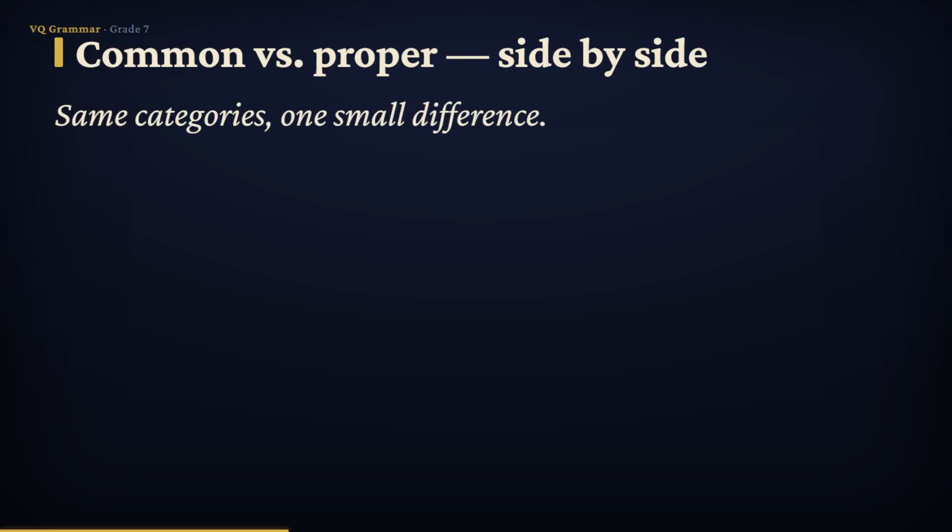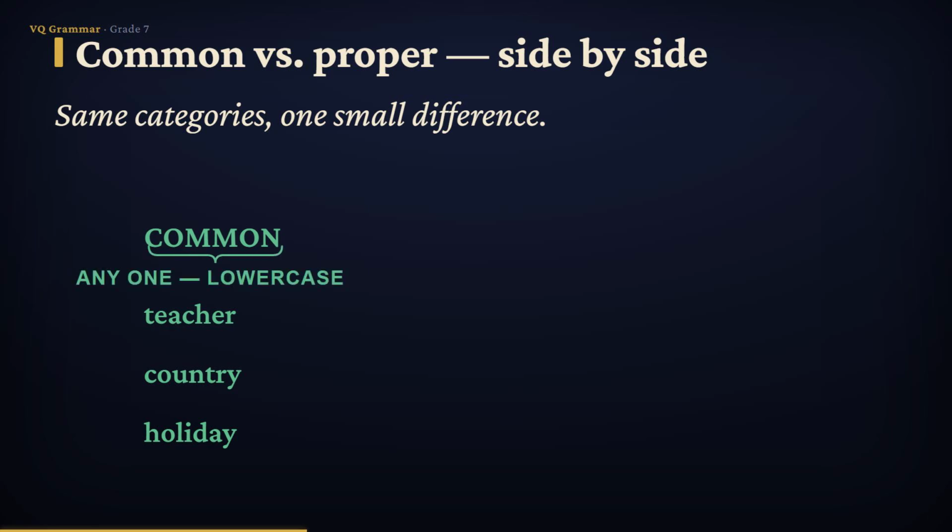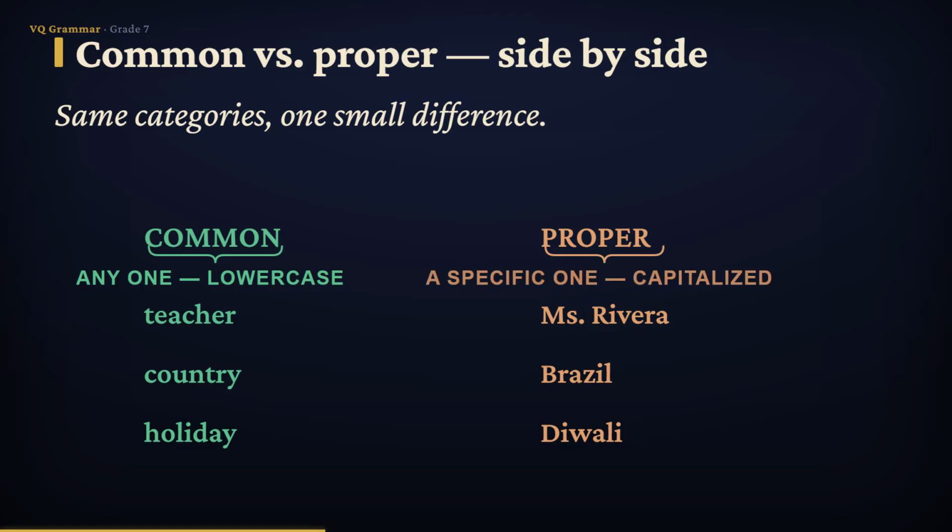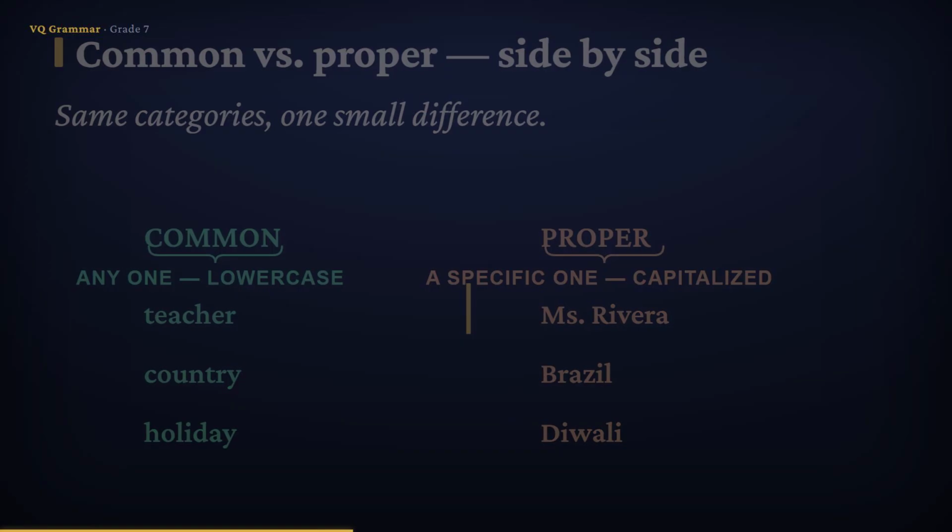Let's put them side by side so the difference really lands. On the left are common nouns, teacher, country, holiday. Each one names any member of its group, and each stays lowercase. On the right are proper nouns, Ms. Rivera, Brazil, Diwali. Each one names a specific member, and each one is capitalized. Same categories, but the proper nouns zoom in on one and raise a capital letter to prove it. Common on the left, proper on the right.